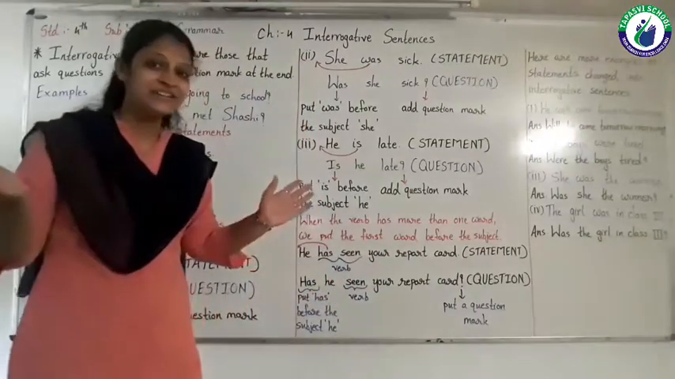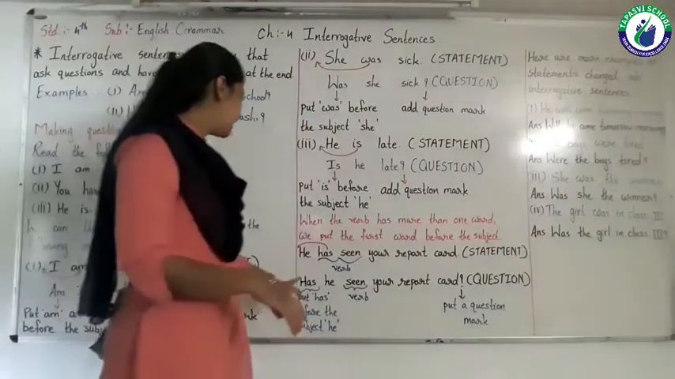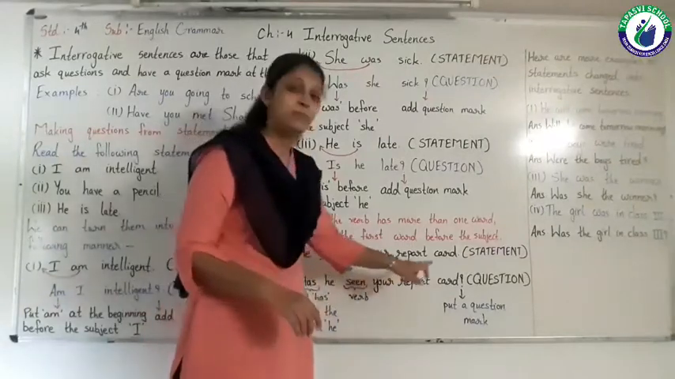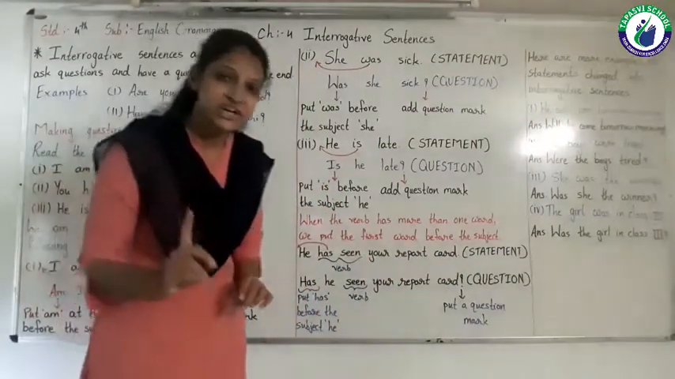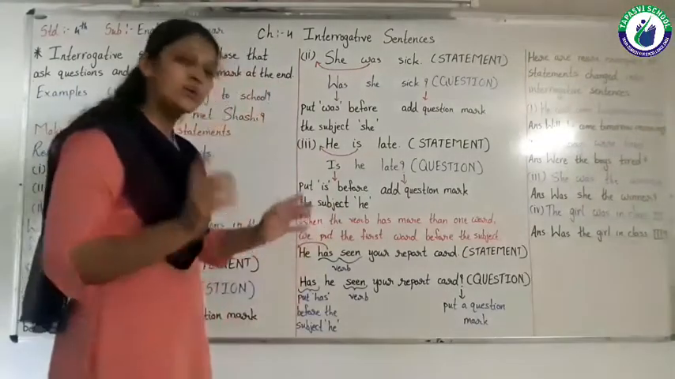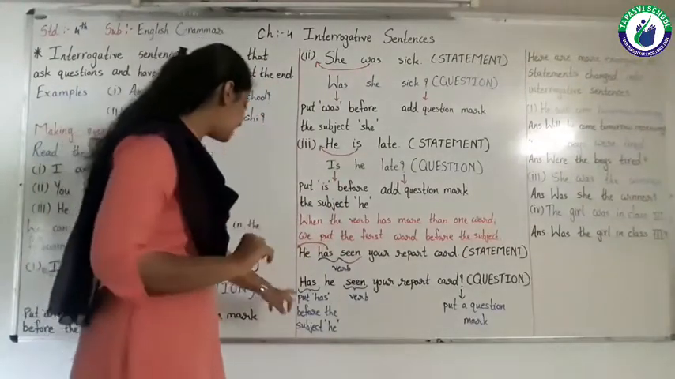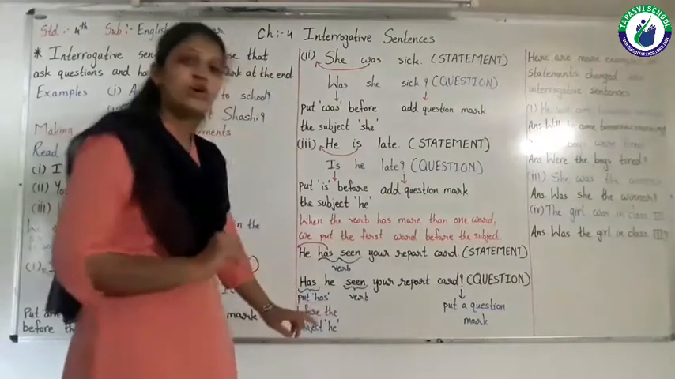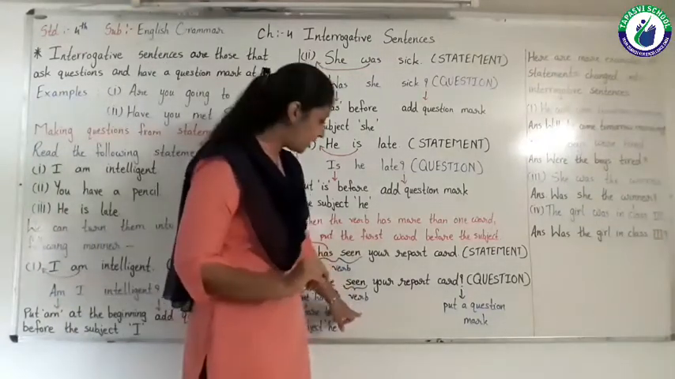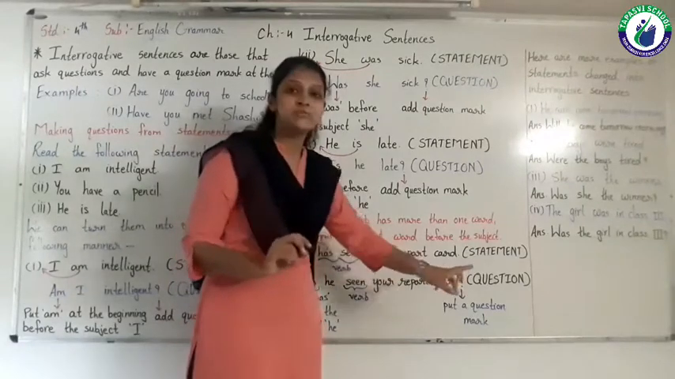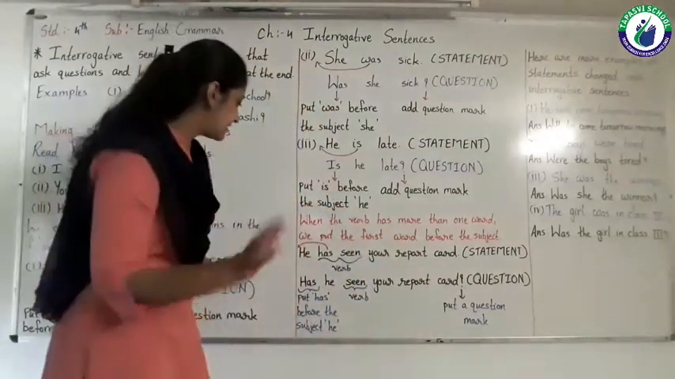तो ये क्या बन गया? Question sentence. Has he seen your report card? At last we put question mark. So ये question बन गया. Look at here. Put has before the subject he. ये seen है वो क्या है? Verb है. Put a question mark at the end of the sentence.